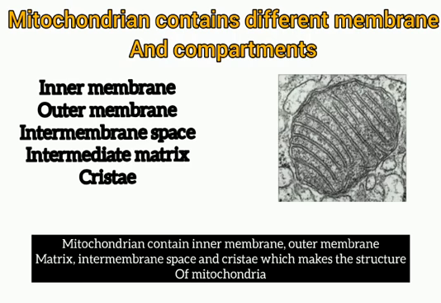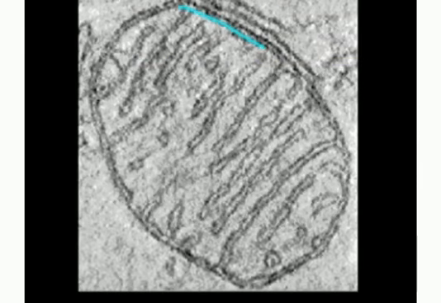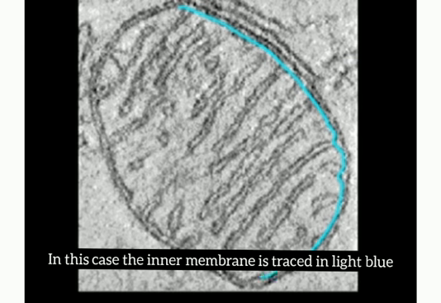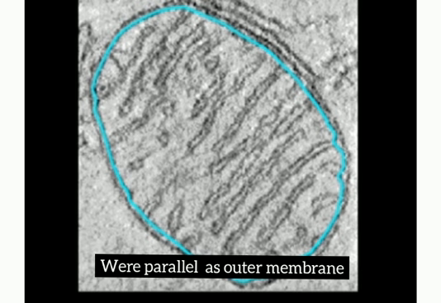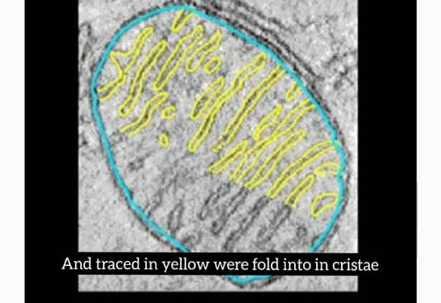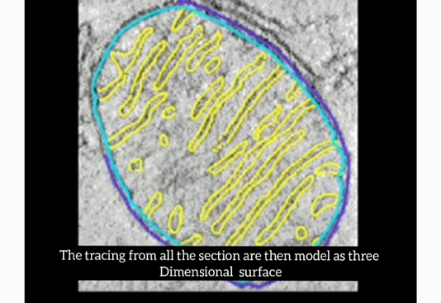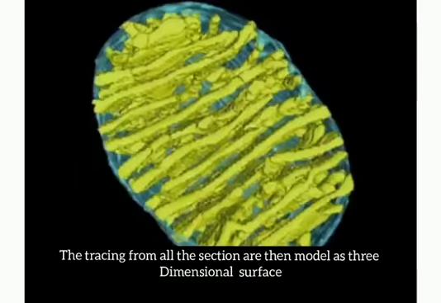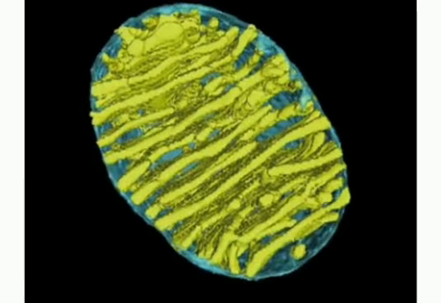Mitochondrion contains an inner membrane, outer membrane, matrix, intermembrane space, and cristae, which make up the structure of the mitochondria. Membrane individual slices of the tomogram are traced. In this case, the inner membrane is traced in light blue, while the outer membrane, parallel to it, is traced in yellow. The inner membrane is folded into cristae that protrude into the mitochondrial interior. The tracings from all the sections are then modeled as three-dimensional surfaces and displayed as a three-dimensional model by a computer program.